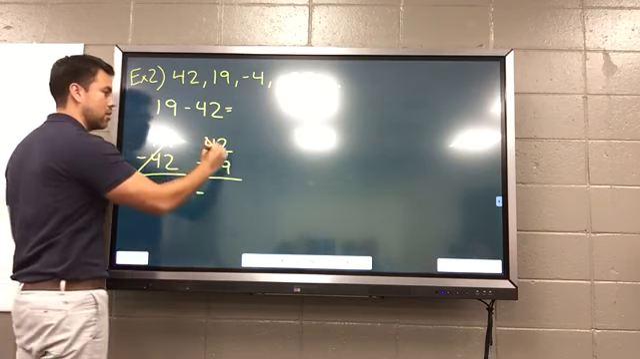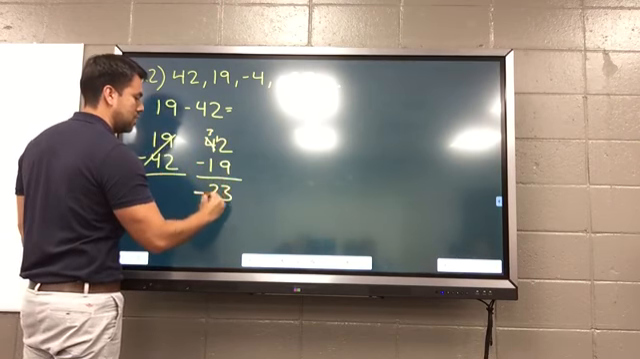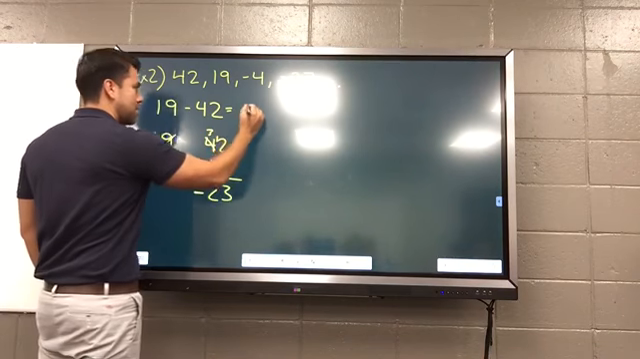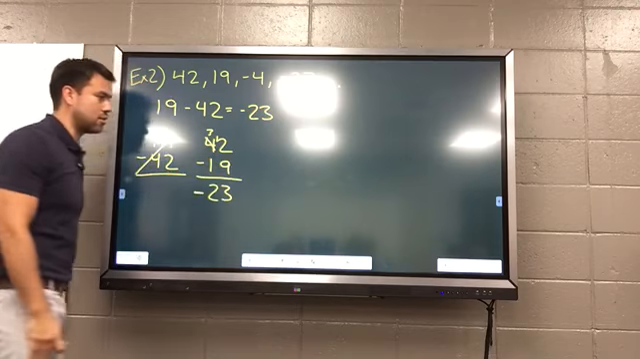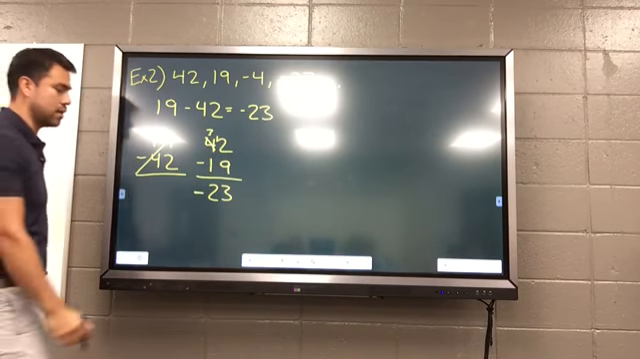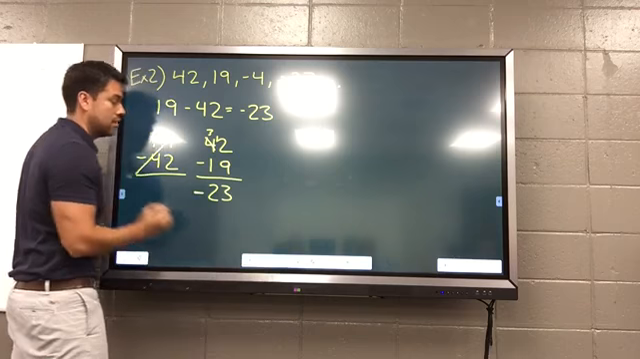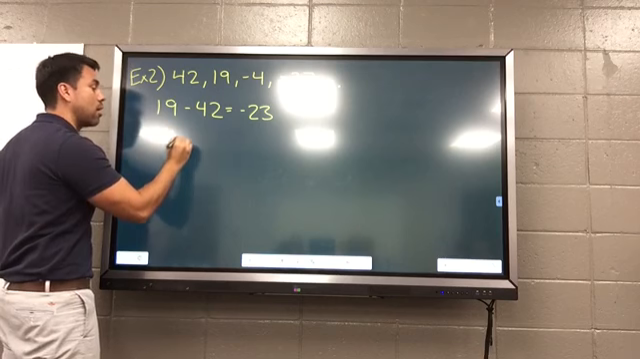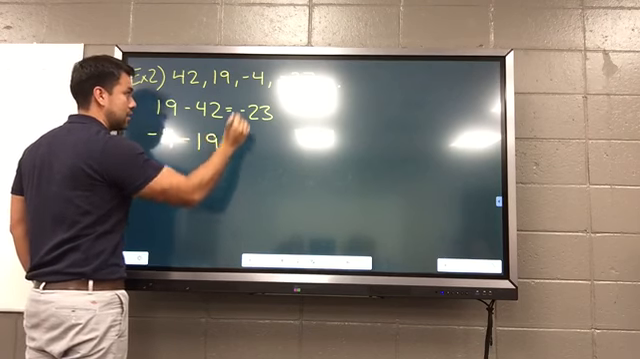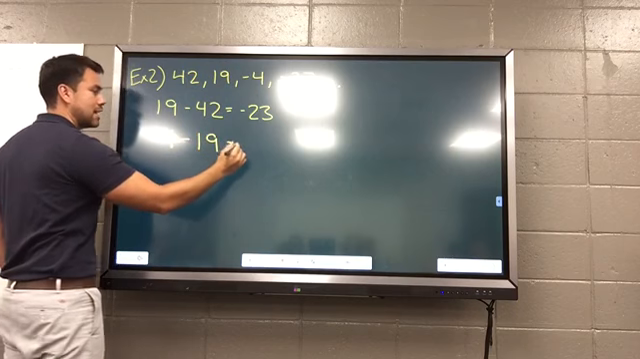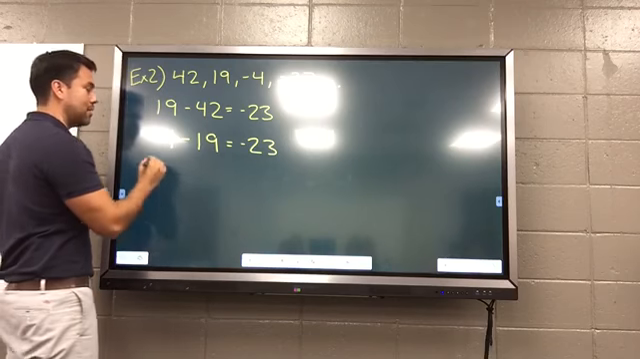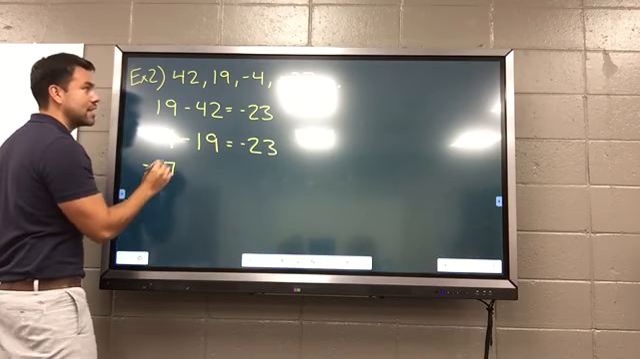Negative. Okay, so here, if you need to, you borrow. Negative 23. So the common difference, or sorry, not the common difference because I don't know if it's common, but it's negative 23. Do you understand how I got that? Okay, now what I'm going to do is I'm going to do negative 4 minus 19. I do negative 4 minus 19. What does that get me? Oh, that seems pretty common, but yeah, negative 27.